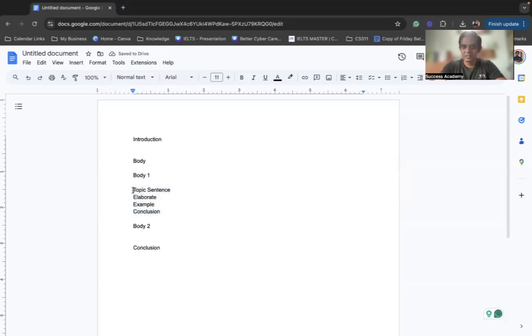So for each of these sections, you need to start with a cohesive device. So now if you're writing the first body paragraph, you can say firstly. You can say, first of all. You can say, to begin with. Do you get what I mean?